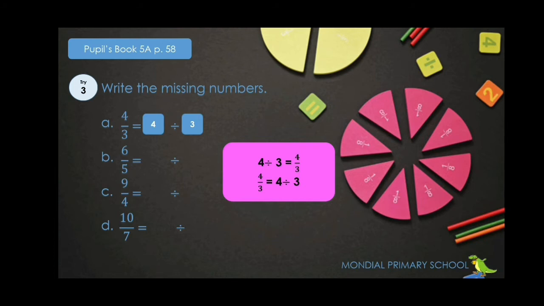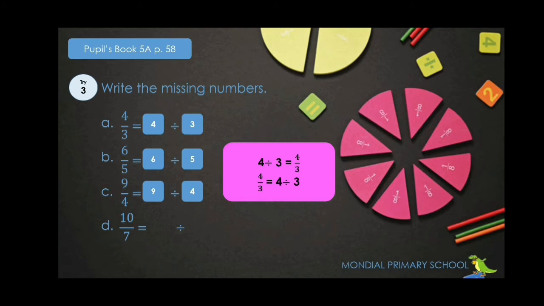Now, B. 6 out of 5. Can you find the missing numbers? Exactly. 6 out of 5 can be written as 6 divided by 5. How about 9 out of 4? Good job! It's the same as 9 divided by 4. So the missing numbers are 9 and 4.